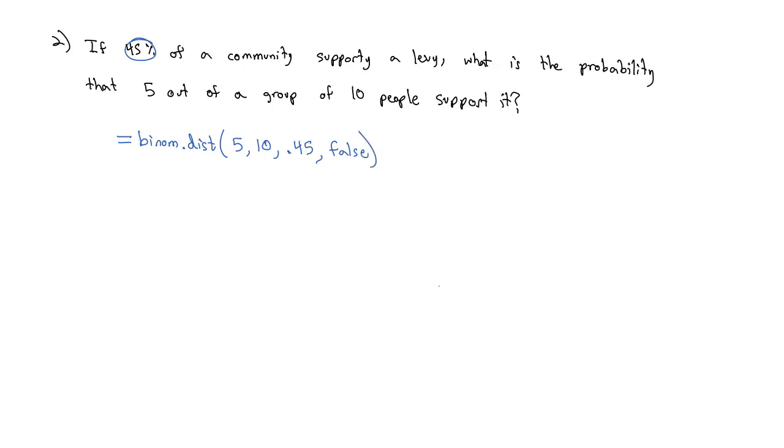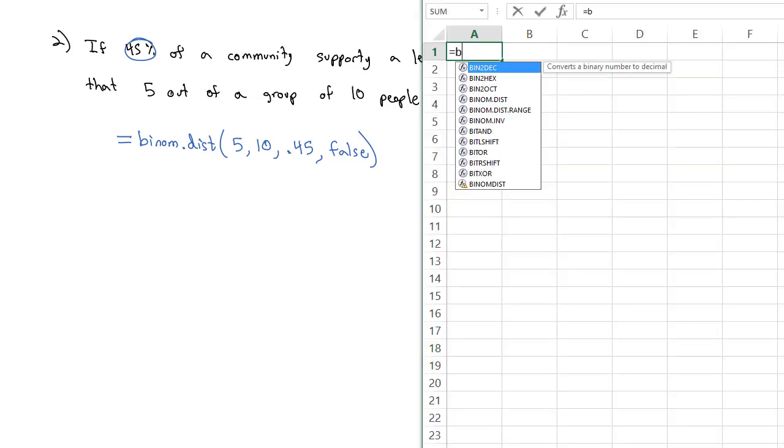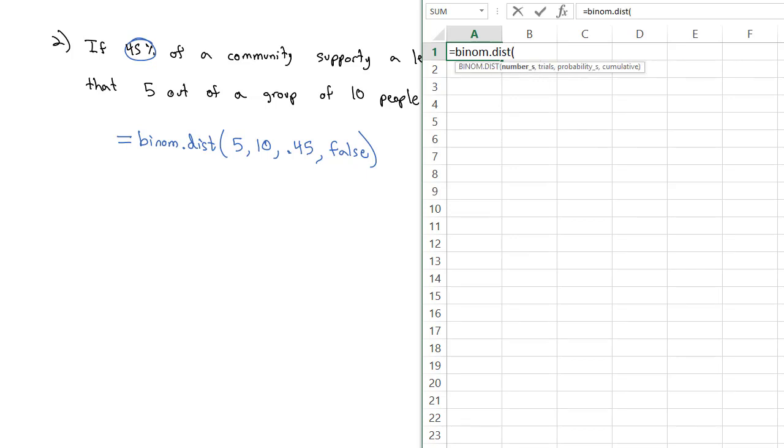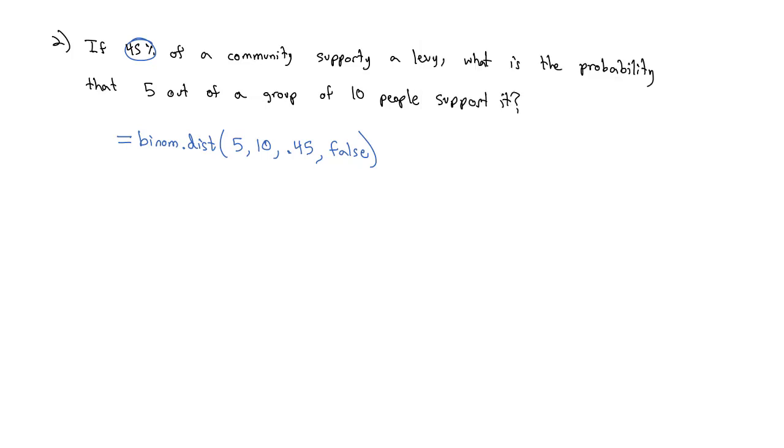If we made the last argument a true, it would add up 5, 4, 3, 2, 1, and 0 probabilities. So we can say equals BINOM.DIST, that we want 5 out of 10 successes with a probability of 0.45. And we're going to say false because we want exactly 5, not 5 or less. And when we do that, we get a probability of 0.234. So there's about a 23% chance that exactly 5 out of 10 people are going to support the levy.